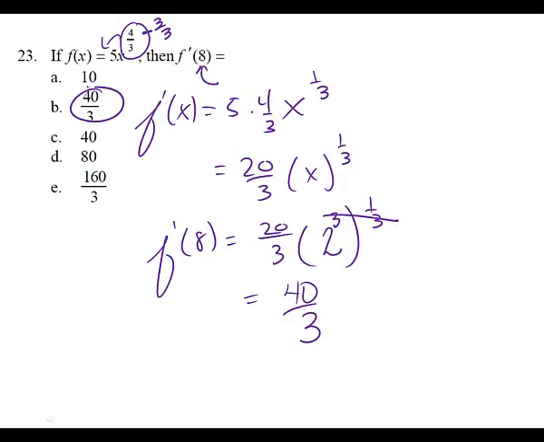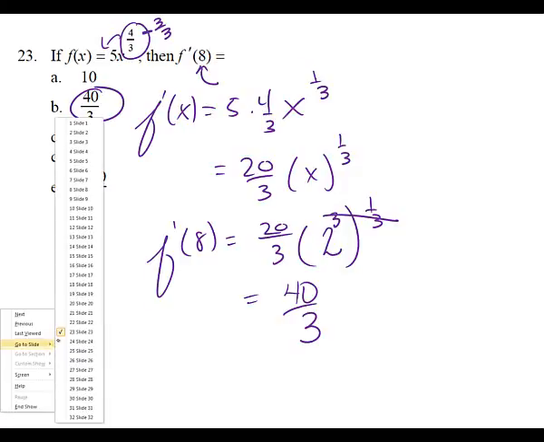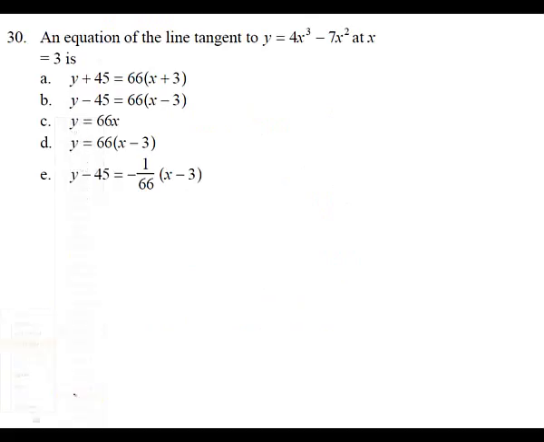All right. Are there any others you want to talk about? 30. Which one? 30. All right. Equation of a tangent line to this at x equals 3. So equation of a tangent, we need the what? We need a point and the slope.